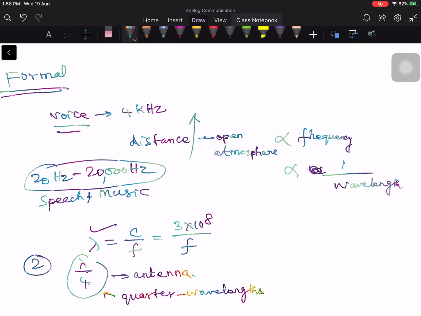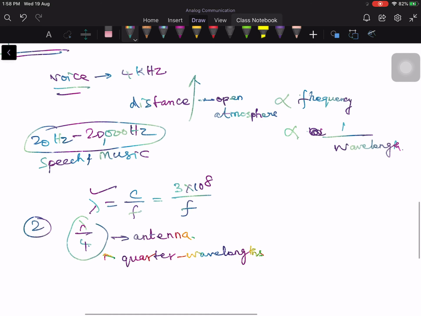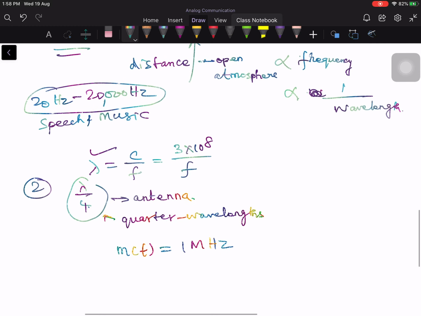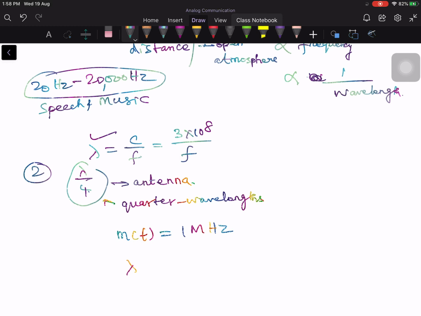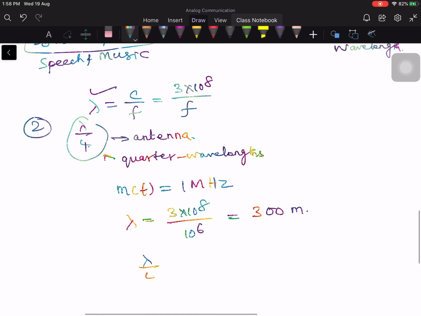Take the frequency used for a message at 1 megahertz. Let's say you take a message signal m of t and its frequency is 1 megahertz. Then what is the wavelength? Wavelength is equal to 3 times 10 to the 8 over 10 to the 6. Then this is roughly 300 meters. Okay, lambda equal to 300 meters. So lambda over 4 equal to 75 meters. Therefore the antenna length should be about 75 meters.